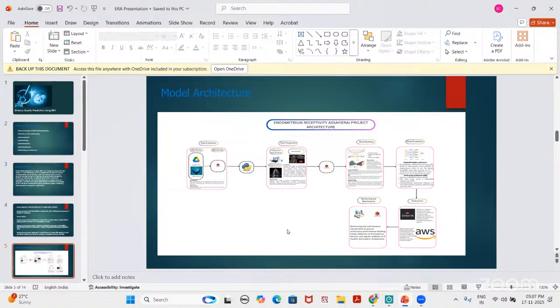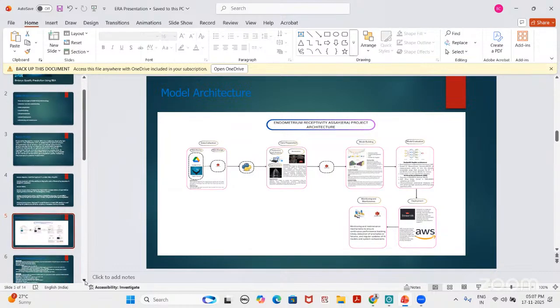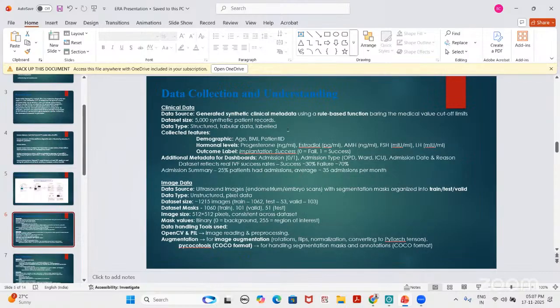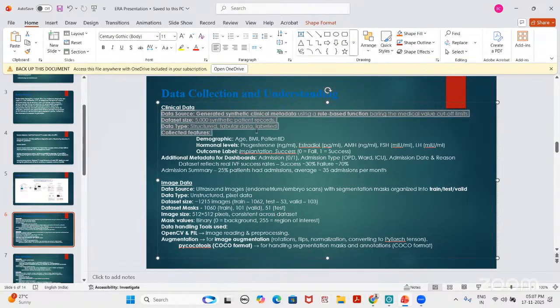So this is the thing. Along with that, we use multiple kinds of data. Basically, in data collection, we use image data and multiple patient data.